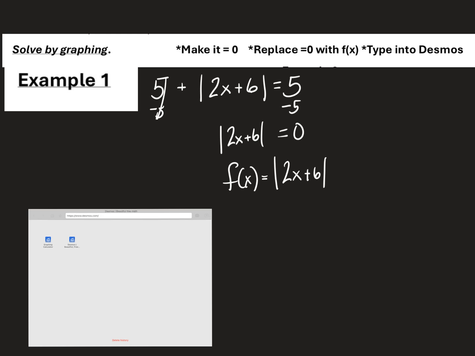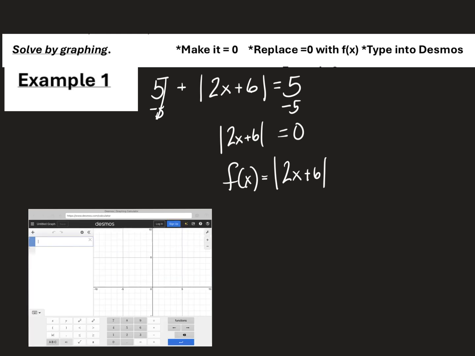Okay, I've opened Desmos, so I'm going to go to the graphing calculator. I'm going to type in just the expression that's over here on the right. Let's try typing f of x and see what happens. Now, I don't want to type f of x since it's not one of my choices. I'm going to type y equals the absolute value of 2x plus 6.